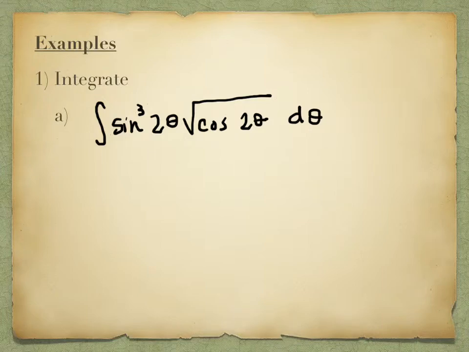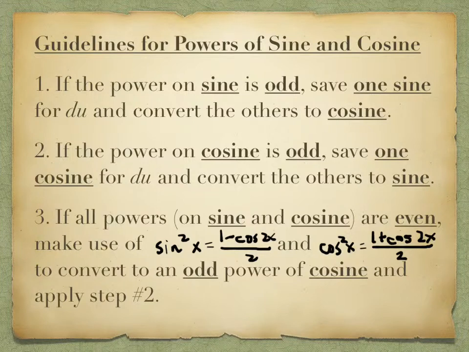Okay, so here's my first one. We've got the integral of sine cubed of 2 theta times the square root of cosine 2 theta d theta. That's what we have, right? And we're supposed to integrate. Looking back at those guidelines above, which guideline am I going to be using? The first one, because I have a sine in this problem and its power is odd. It's sine cubed, right?